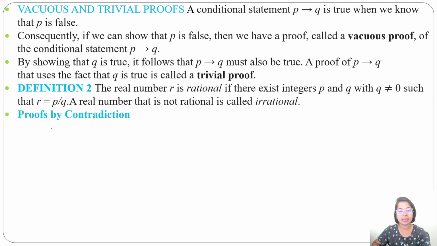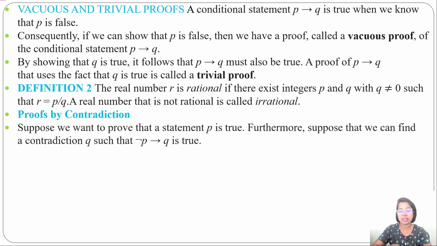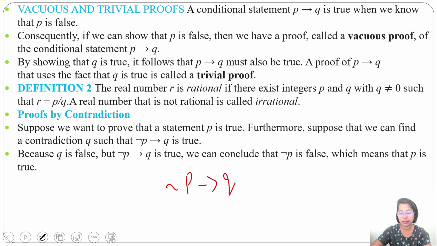Next, proof by contradiction. Contradiction means always false. Tautology means always true. Suppose we want to prove that a statement P is true. Furthermore, suppose we can find a contradiction Q such that negation of P implies Q is true. Negation of P implies Q is true and P is true. P true means negation of P will be false and Q value is false. So false implies false, it's true. So you can conclude that negation of P is false. Negation of P is false means P is true. This is proof by contradiction.